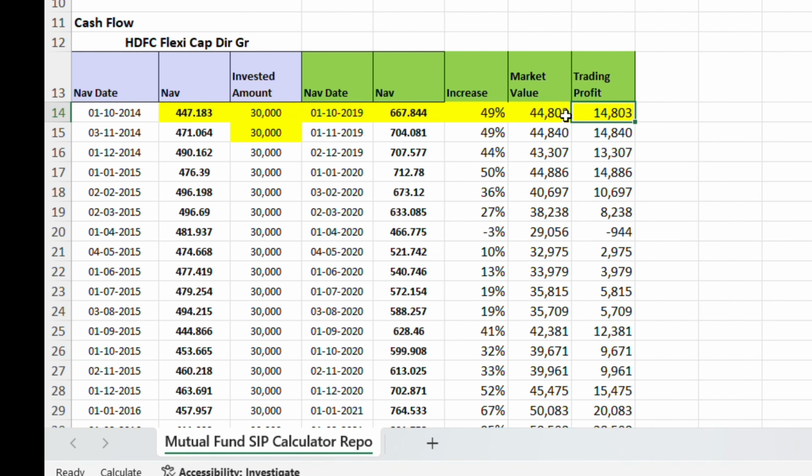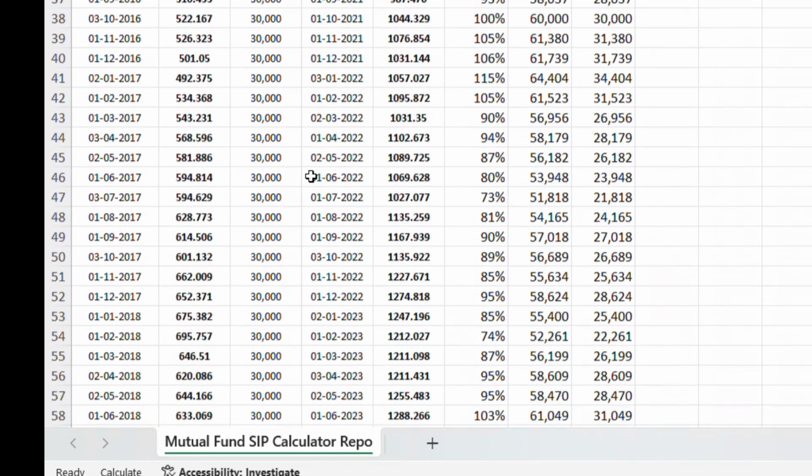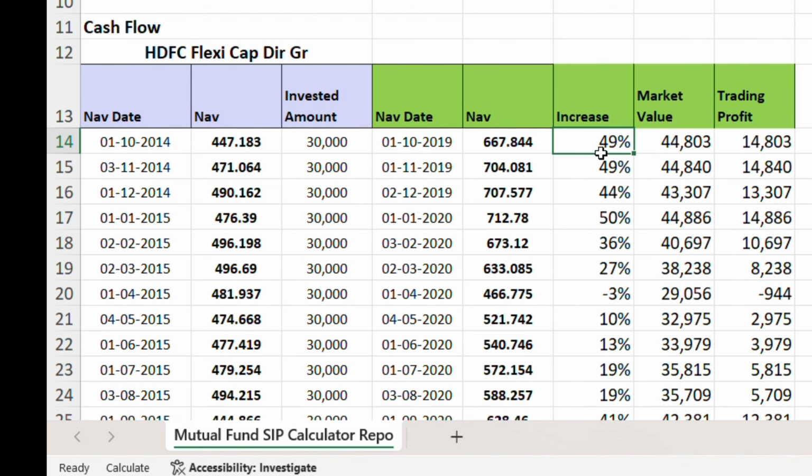In other words, you need not sell all the units, just book the profit, allowing the remaining units to remain in the fund, and this keeps growing and compounding. That is a more tax efficient way. Now, let us analyze the trading profits made, that is percentage. It is 49% in this case, about 15,000 from 6th year onwards.